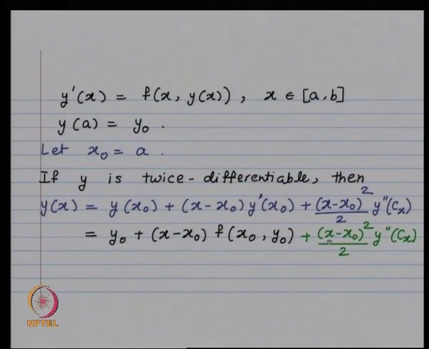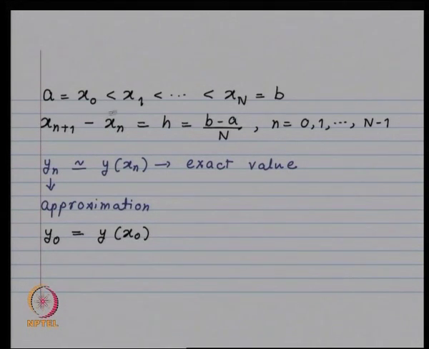So, here you have got y x is equal to this. The error contains x minus x 0 square. So, as you go away from x 0, this error is going to increase. Our interval a b we divide into capital N equal parts. These are equidistant points, so x n plus 1 minus x n is going to be equal to h, which is b minus a by N. Our small n varies from 0, 1 up to N minus 1. The notation is: y at x n is the exact value, y sub n is the approximation. And at the starting point, there is no error. So, y 0 is equal to y of x 0.